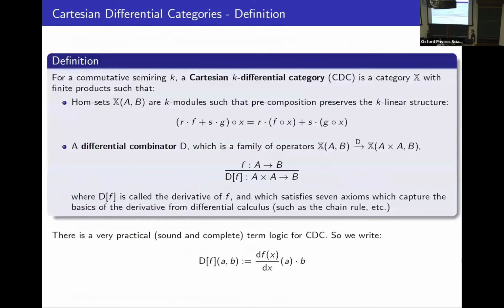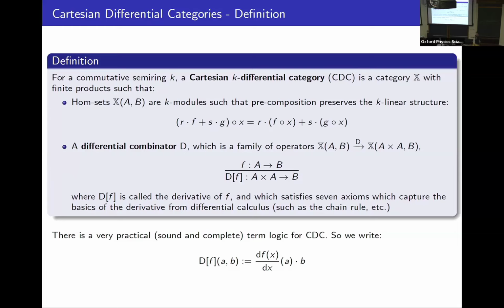Okay, so let's start off with a quick, brief summary of the definition of a Cartesian differential category. So we're going to fix a base commutative semi-ring K, and then a Cartesian differential category, which I'll probably just call a CDC, is in particular a category with finite products, such that each Hom set is a K module, but only pre-composition preserves the K linear structure.